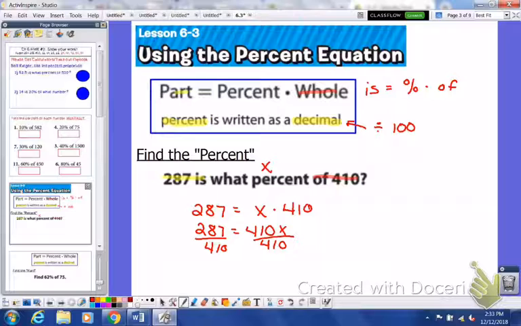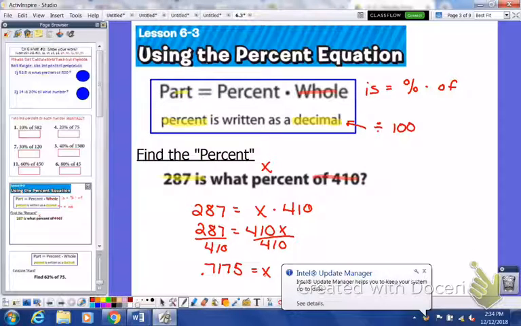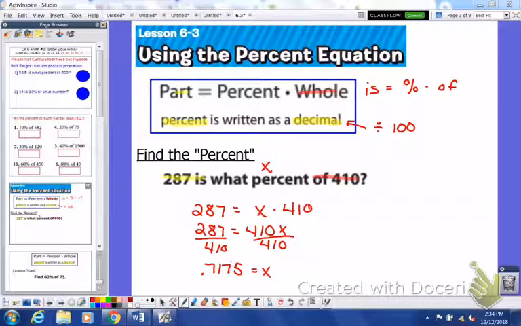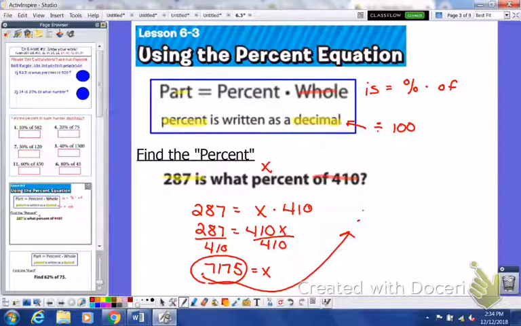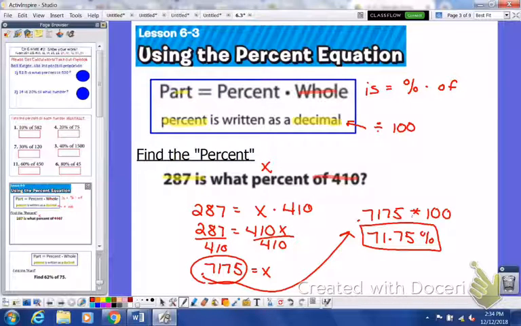Now, just like last chapter, you divide by the number with our variable. 287 divided by 410 gives us 0.7175 equals x. Now, we're looking for a percent. So at this point, we take this decimal. I'm just going to bring it over here so we have a little more room. So take our decimal, 0.7175 times 100. That moves your decimal place 2 points, so 71.75%. Because we were looking for a percent, you have to multiply by 100 then. Alright, so there's an example using the percent equation to find the percent.